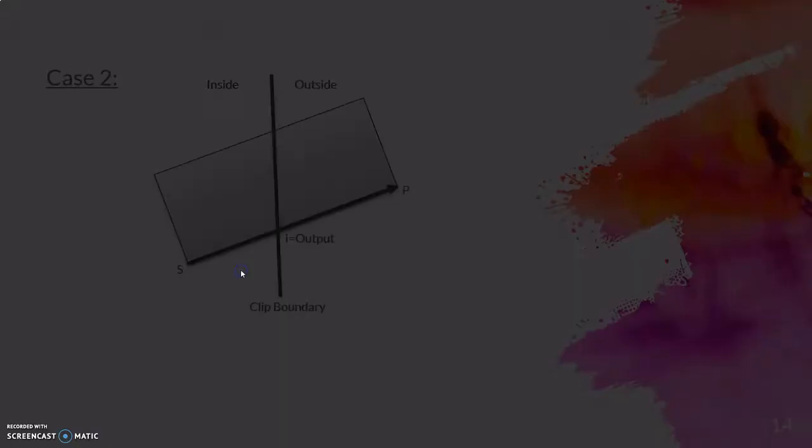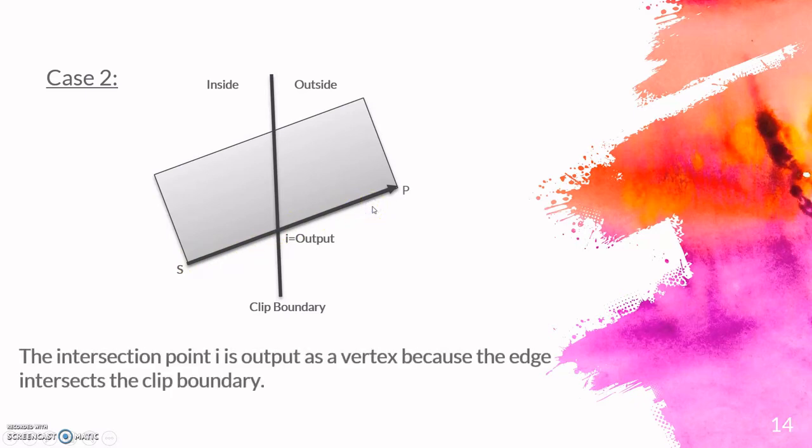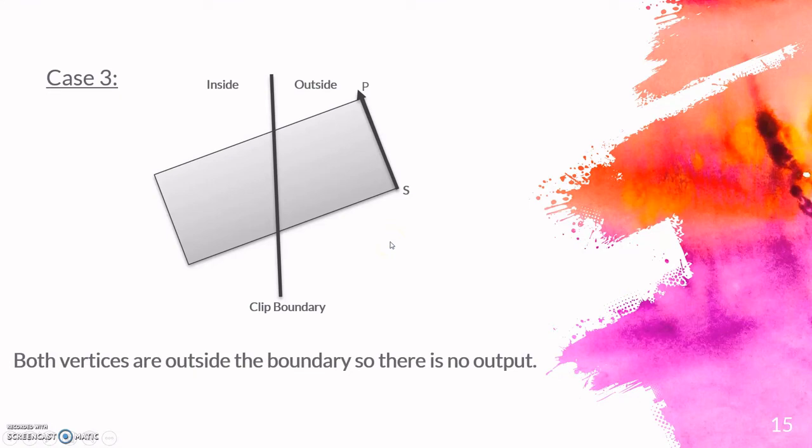Now the second case, case 2, where the polygon edge is partially inside and partially outside. So the intersection point I is output as a vertex, because the edge intersects the clip boundary. Now case 3, when the polygon edge is outside the clip boundary. Here both vertices are outside the boundary, so there is no output. If the edge is inside the boundary only, we output vertices to the output vertex list.